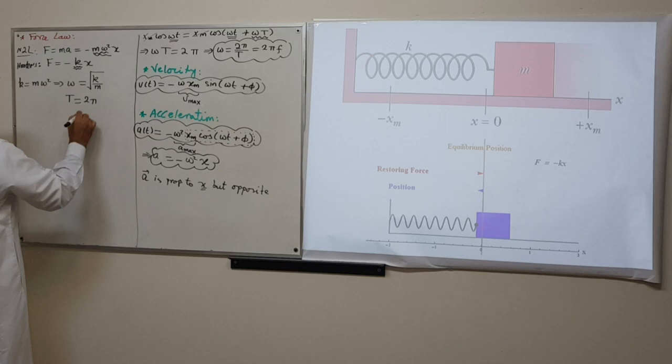The potential energy will be exactly the opposite because it depends on x. So here, this is the maximum value of x, so the maximum value of the potential energy. Here, x is zero, so the potential energy is zero.